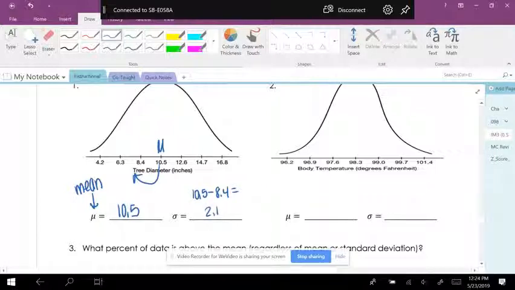Questions on that? Pretty straightforward. You're taking one of the numbers. You could have taken 6.3 and subtracted it from 4.2 and it would have been fine.